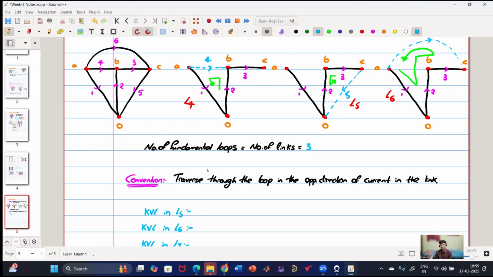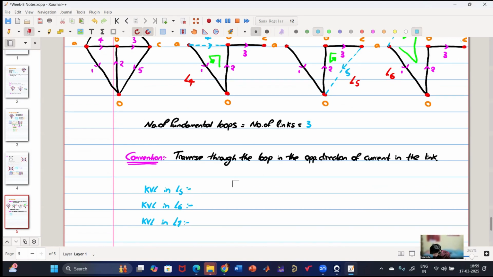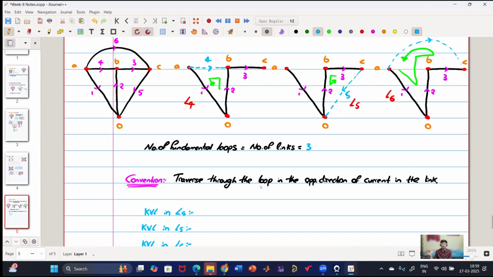So KVL in L5, anyone? Sorry, L4, right? My bad. L4, L5, L6. KVL in L4. So what is the convention in KVL? If you are going from higher potential to lower potential, then we'll get minus. If you are going from lower potential to higher potential, then we'll get plus. So that is the logic. So KVL in L4, what will be the equation? Anyone?